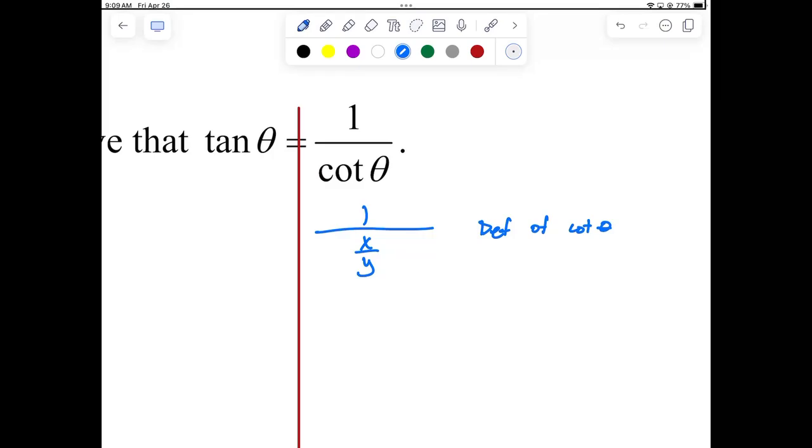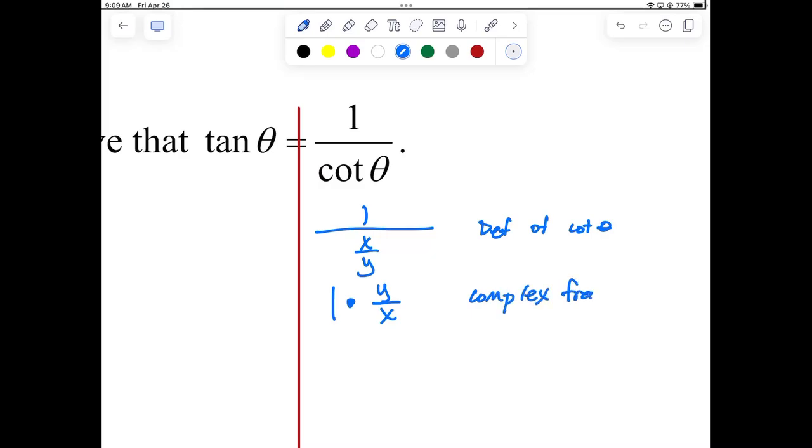How do I eradicate a complex fraction? I stay, change, and do what? Flip. This is just going to be complex fraction. That would be the reason. Or you could say division algorithm if you want to say something like that.